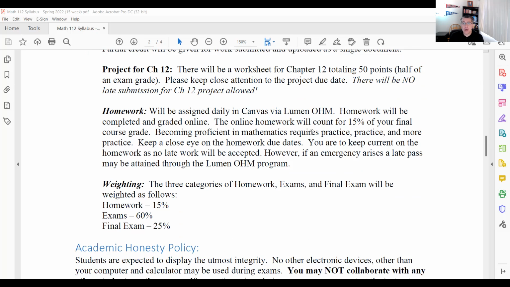Becoming proficient in mathematics requires practice, and more practice. Keep a close eye on the homework due dates. You are to keep current on the homework as no late work will be accepted. However, if an emergency arises, a late pass may be attained through the Lumen OHM program.